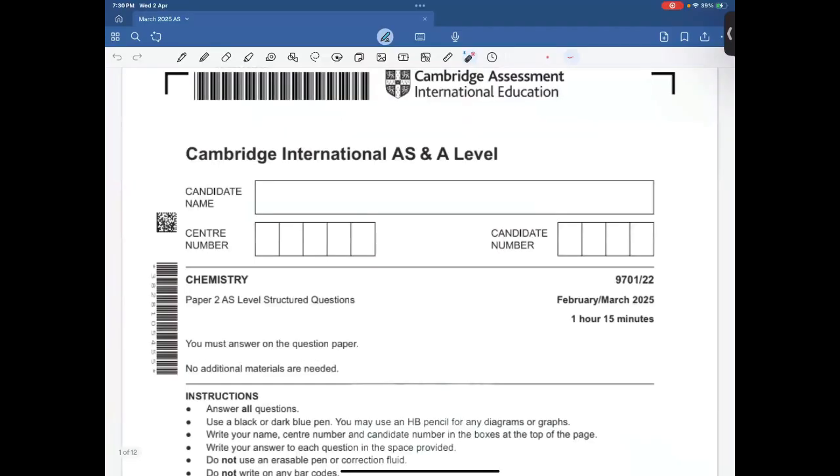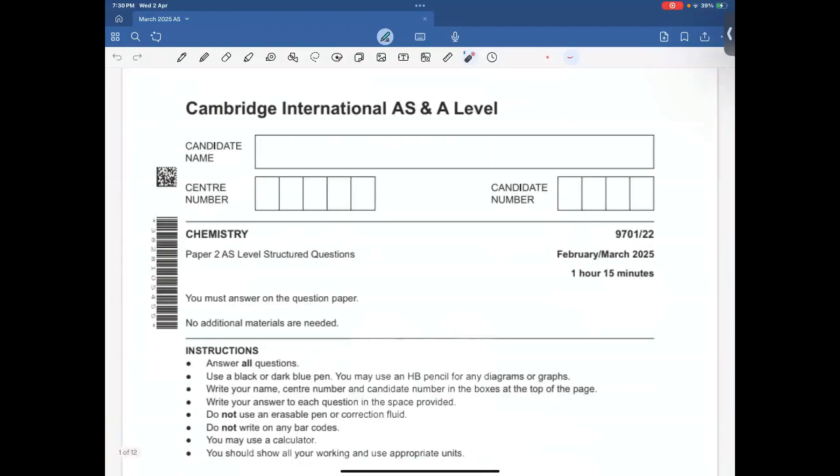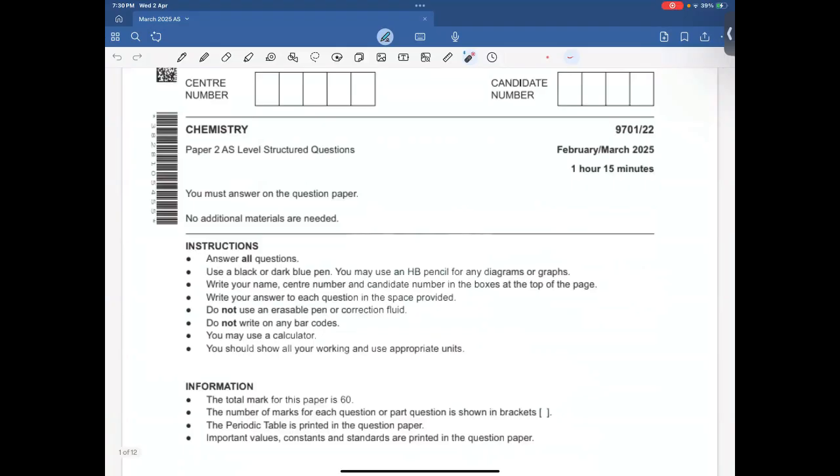Let's start AS level paper 2 of February March 2025, variant 22. The duration of this paper is 1 hour 15 minutes. Before attempting the paper, you need to read the instructions very carefully. The total mark for this paper is 60. All right. Let's start the questions.